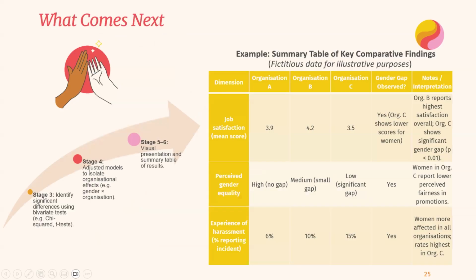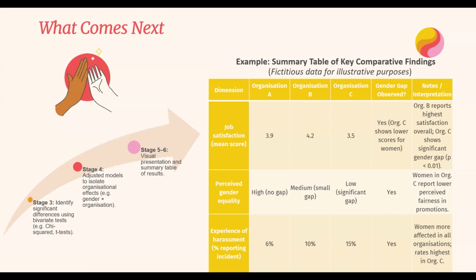So for this chapter, what comes next? In stage 3, we will use bivariate tests like chi-square, t-test, and ANOVA to examine differences across organizations, like in chapter 3. For stage 4, we'll introduce adjusted comparisons using interaction and control variables, a little more complex multivariate analysis, not only bivariate. And finally, the results will be visualized and consolidated in a summary table to support reporting and action.